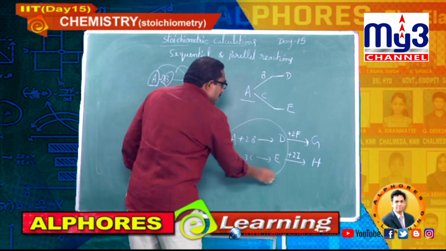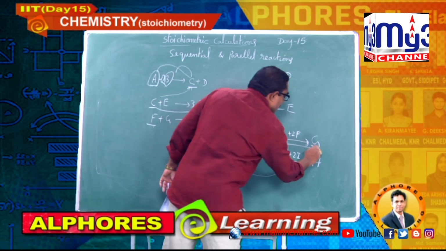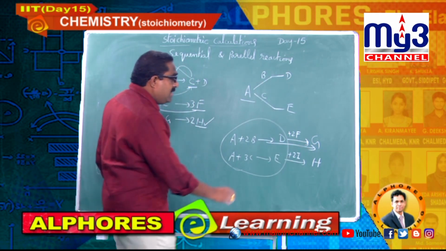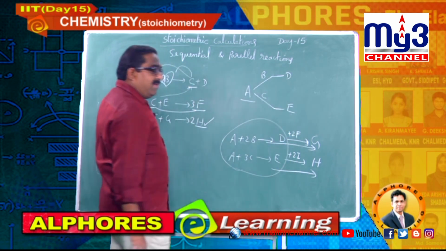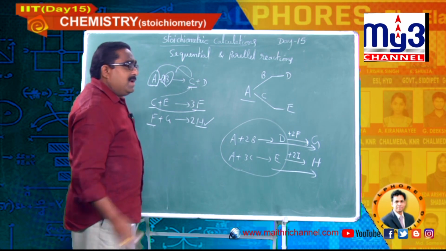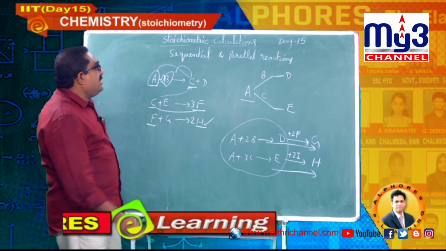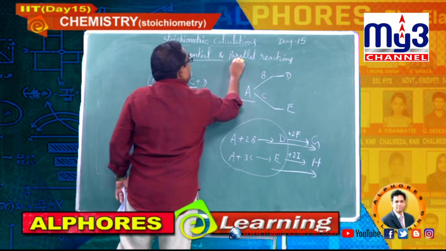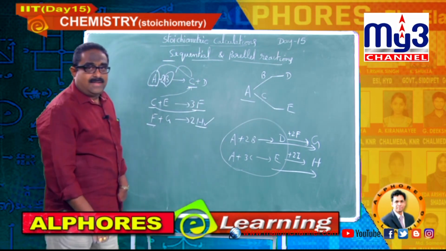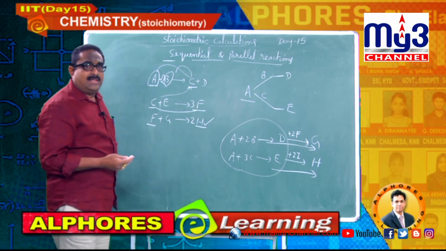Up to here it is parallel reactions. From here to here it is a sequential reaction. From here to here it is a sequential reaction. Means you may get a combination of parallel as well as sequential reactions. So this is the meaning of sequential and parallel reactions. And my next numerical approach is based on these two concepts.